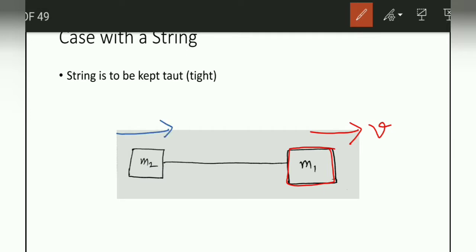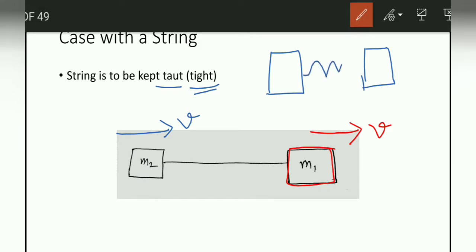You will be asking, what kind of question am I asking? This is very common. Definitely, for the string to be kept taut, what does it mean by taut? Tight. If the string is to be tight and not loose, what do you mean by loose string? The blocks are kept at a distance which is less than the length of the string.